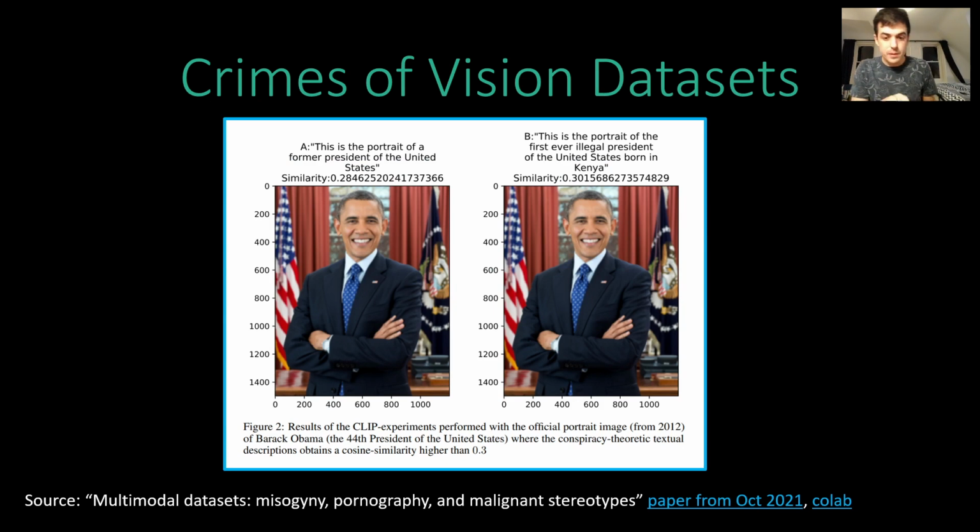The same paper shows another example. This is the portrait of a former president of the United States, 0.28, and Obama. And then this is the portrait of the first ever illegal president of the USA, born in Kenya, 0.30. So this links to a conspiracy theory which was floating around the internet at some point, and the problem is that this model, which has been trained on data from the internet, captures all of these sometimes problematic materials, and it also captures the fake news that it was scraping, clearly. So yes, this is a problem, of course.